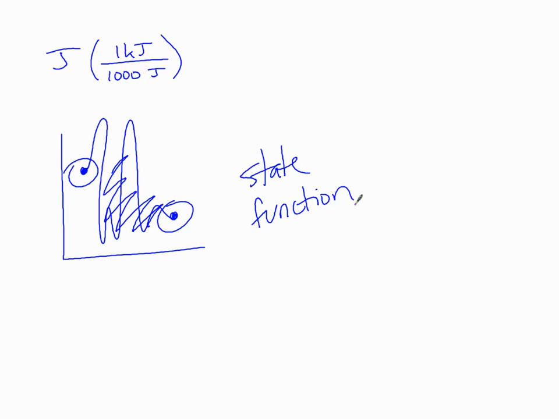So it's a state function, which means there's a bunch of different ways you can find it. What else is a state function? Delta H. Remember our energy graphs? A lot of times they looked something like this. That was a state function. We went from here to here.